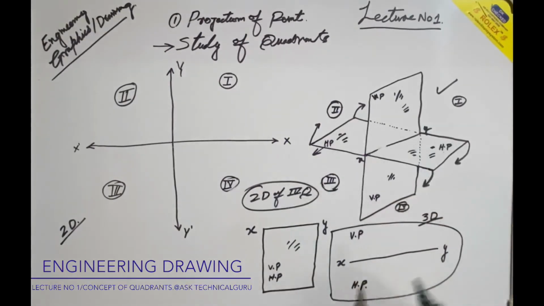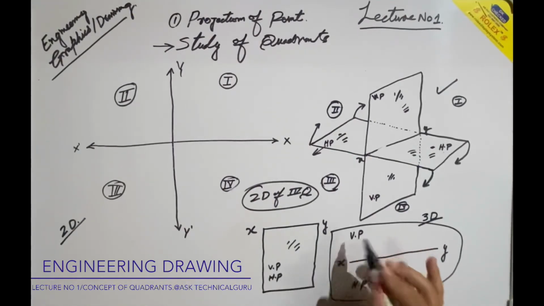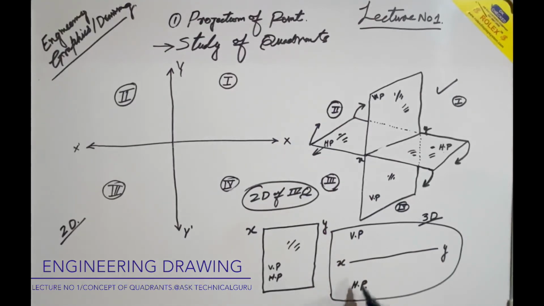In the first quadrant we have to simply draw the XY line and write in very small letters VP and HP. VP is vertical plane and HP is horizontal plane. Hope you have understood this, you have got these quadrant systems. In the next lecture we will see the orthographic projection of points in the first quadrant, second quadrant, third quadrant, and fourth quadrant.